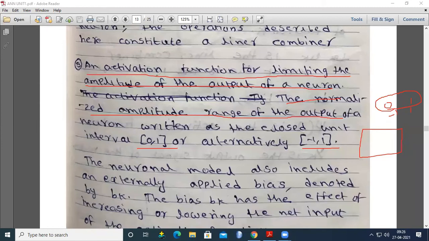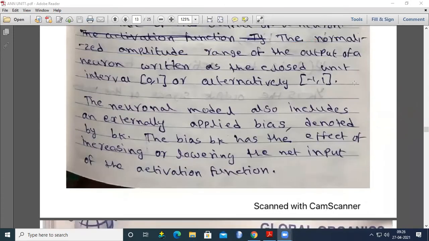So we see one more time, an activation function for limiting the amplitude of the output of a neuron. The normalized amplitude range of the output of a neuron is written as the closed unit interval, 0, 1 or alternatively -1, 1. The neural model also includes an externally applied bias, denoted by bk. The bias bk has the effect of increasing or lowering the net input of the activation function. So this is the model.